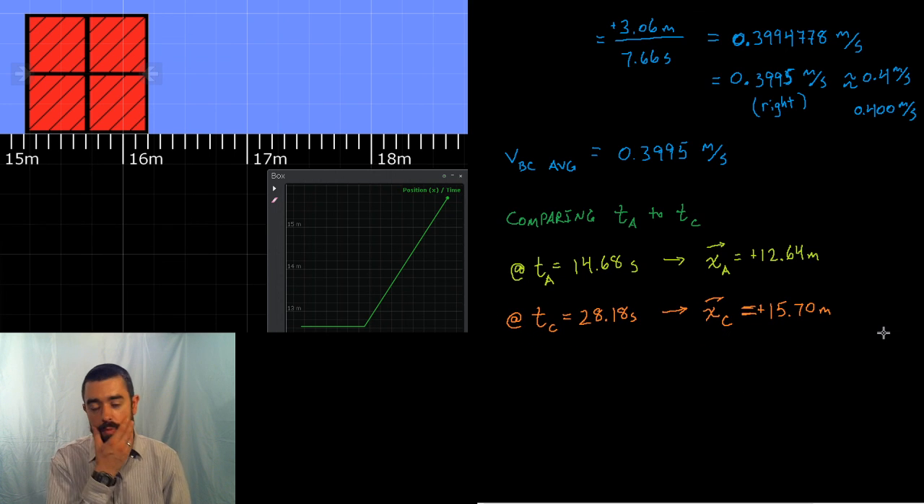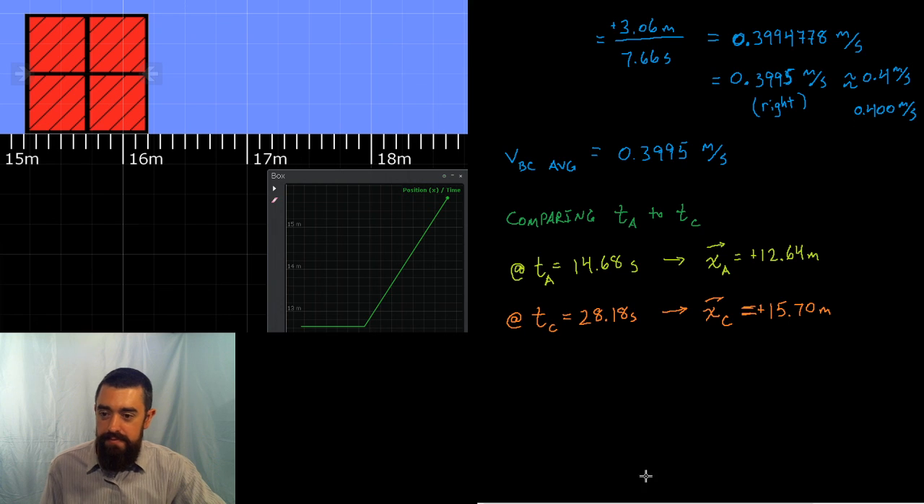Okay, so now I have my 2 points. At time A, 14.68 seconds, the position was 12.64 meters to the right of the origin. And at time C, which was 28.18 seconds, the position was positive 15.7 meters to the right of the origin. All right, so between these 2 points in time, let's find the average velocity. So V AC average.